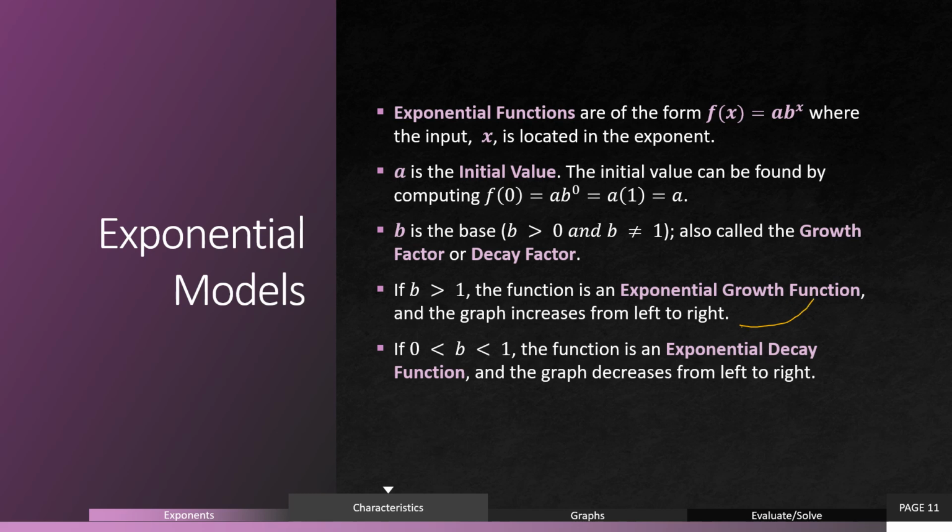If b, on the other hand, is less than 1 but greater than 0, so still positive, we have an exponential decay function, and we can talk about b as being the decay factor. That graph is going to decrease, so it's going to start up high and get smaller and smaller as we go on.